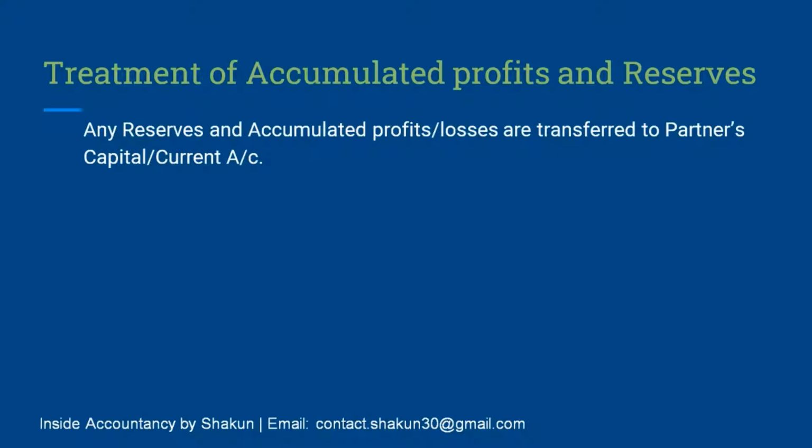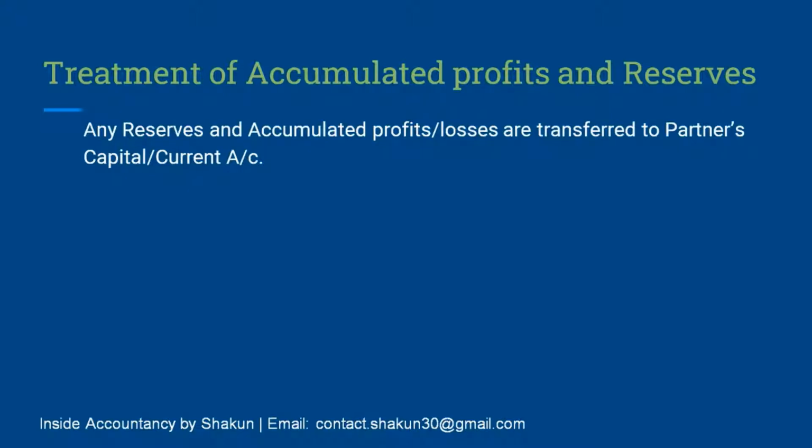So the treatment of accumulated profits and reserves: any reserves and accumulated profits or losses are always transferred to partners' capital or current account depending upon the method of preparing capital accounts. At the time of change in profit sharing ratio, the reserves and the accumulated profits and losses always exist in the books of the firm, but they are always transferred to partners' capital account in case the capitals are fluctuating, or they are transferred to current accounts if the capitals are fixed, and this is always done in their old profit sharing ratio. Why?